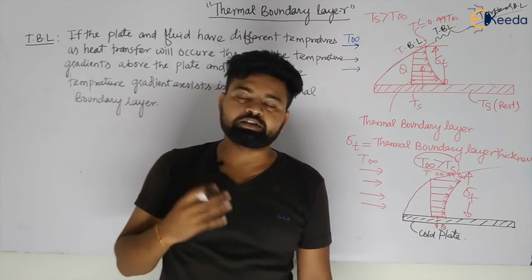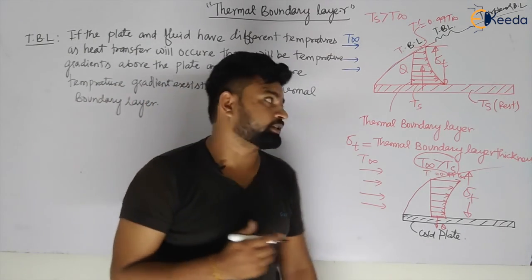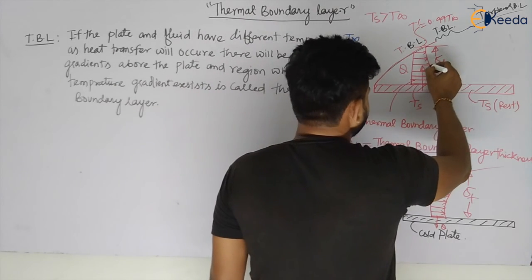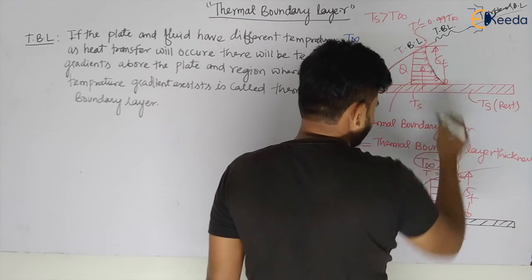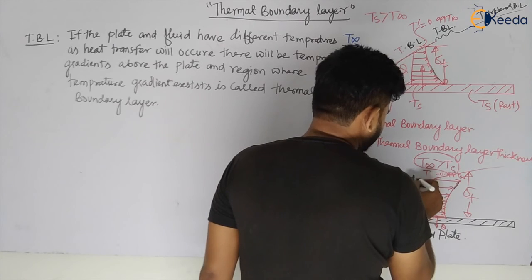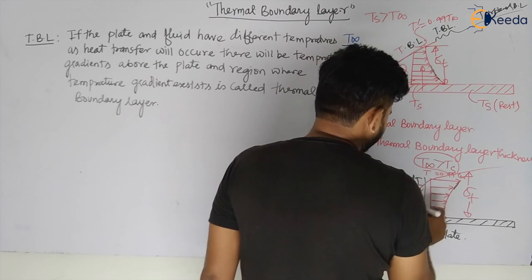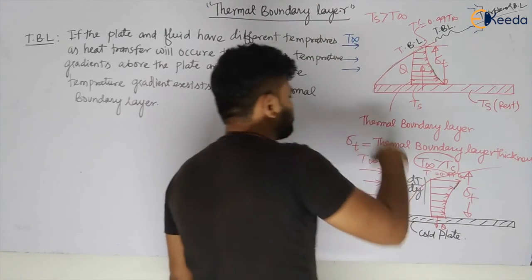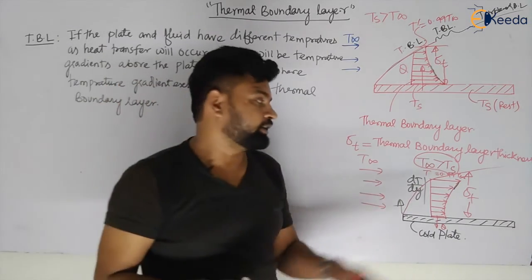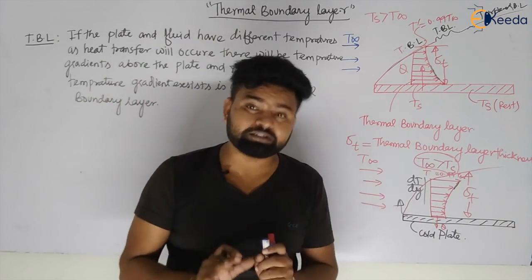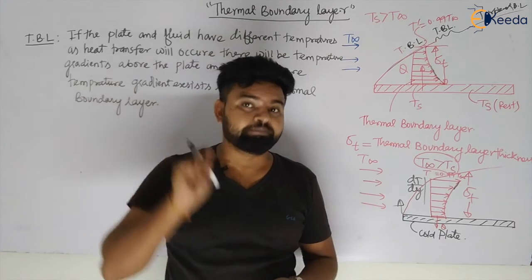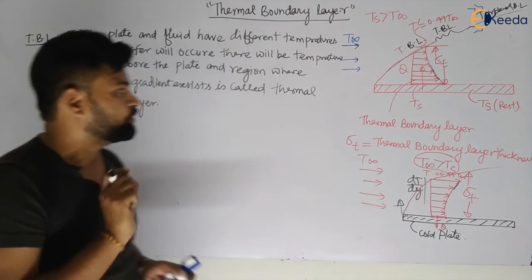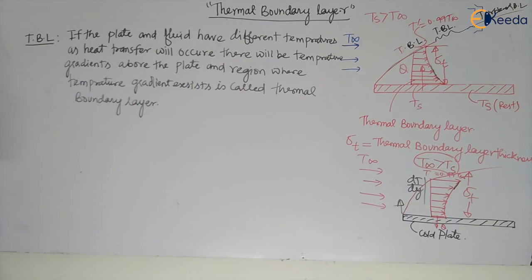The region where all the temperature gradients exist, like there is delta T, there is delta T, similarly there is delta T. So temperature gradients are there in the y direction, my dear students. As the temperature gradients are existing, the region where these temperature gradients exist is called your thermal boundary layer. Hope you have understood this carefully, my dear students.